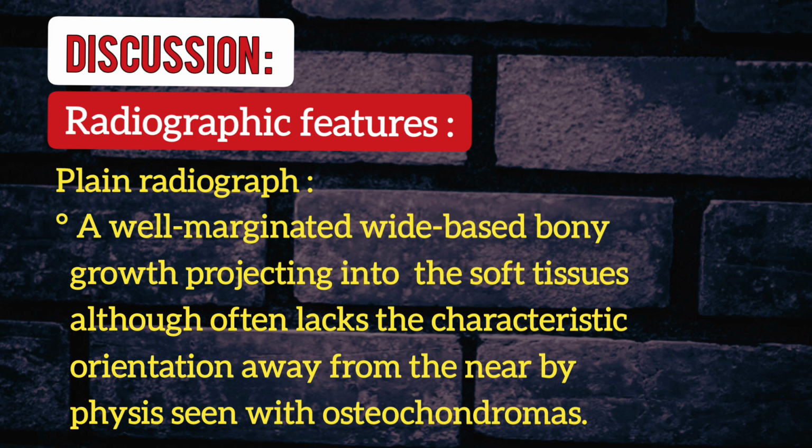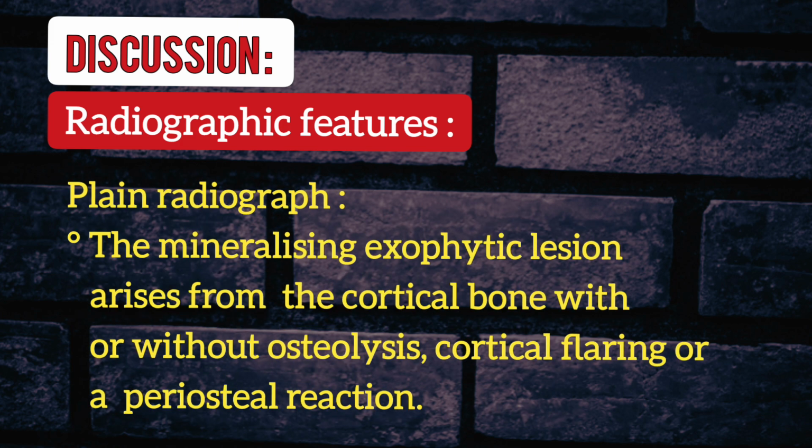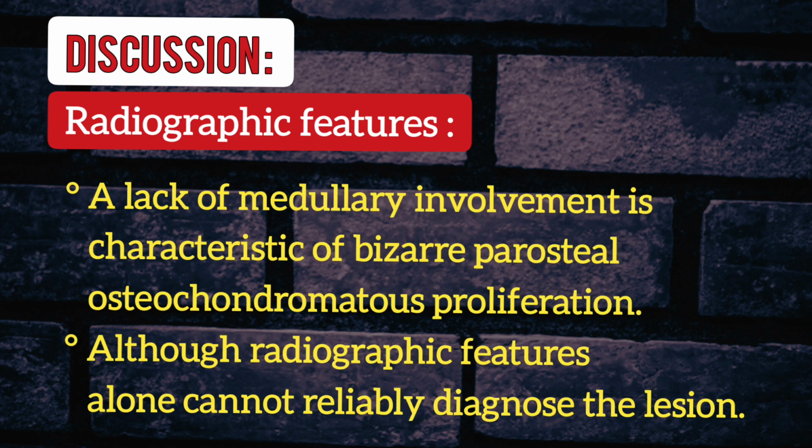Radiographic features. Plain radiograph. Typically seen as a well-marginated wide-based bony growth projecting into the soft tissues, although it often lacks the characteristic orientation away from the nearby physis seen with osteochondromas. The mineralizing exophytic lesion arises from the cortical bone with or without osteolysis, cortical flaring or a periosteal reaction. A lack of medullary involvement is characteristic of bizarre paraosteal osteochondromatous proliferation, although radiographic features alone cannot reliably diagnose the lesion.